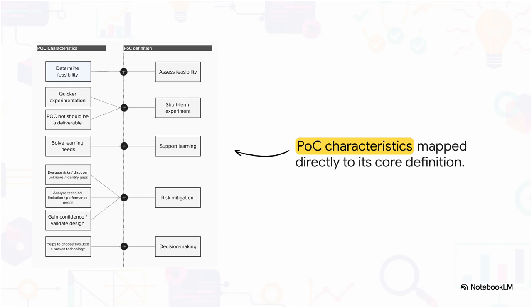When we connect the dots, we can see exactly what a structured PoC does. Notice how characteristics like trying to determine feasibility and running quicker experimentation map directly onto the formal definition of assessing feasibility and running a short-term experiment. A PoC isn't just messing around with code for a weekend. It's a highly targeted strategy to solve learning needs, evaluate risks, and ultimately drive formal decision-making.